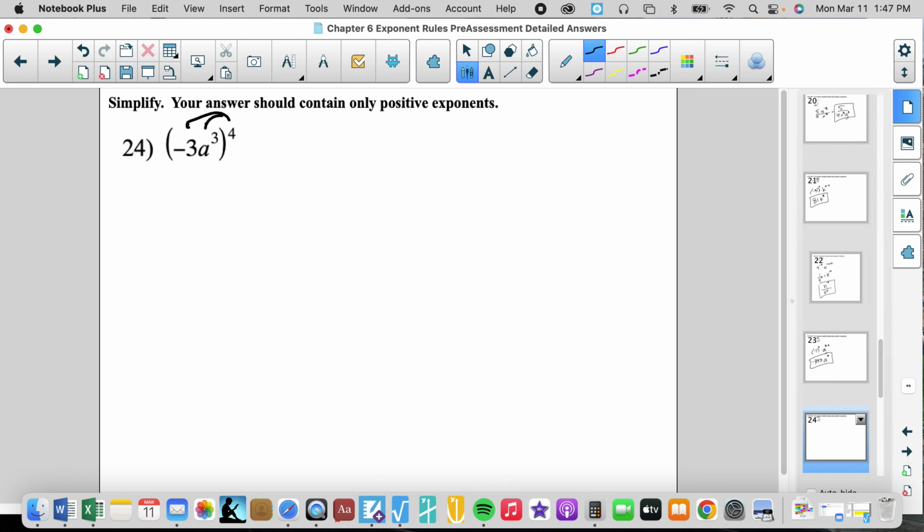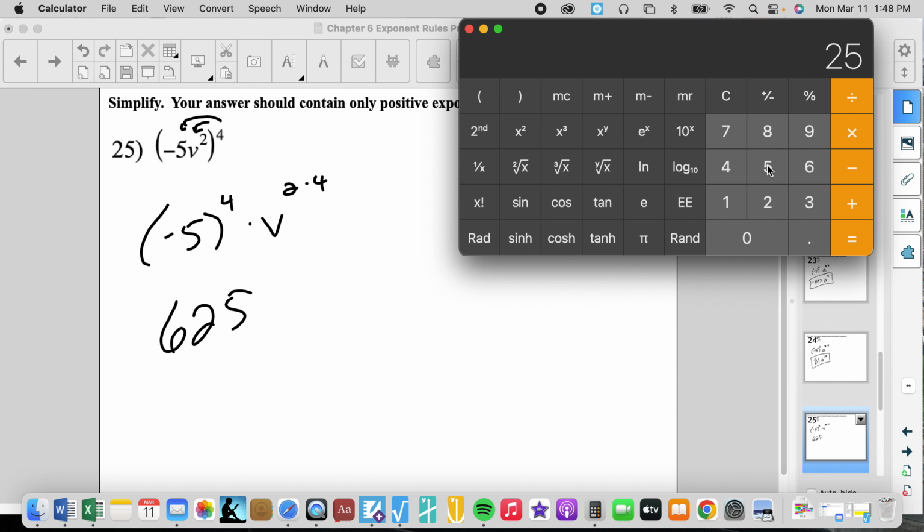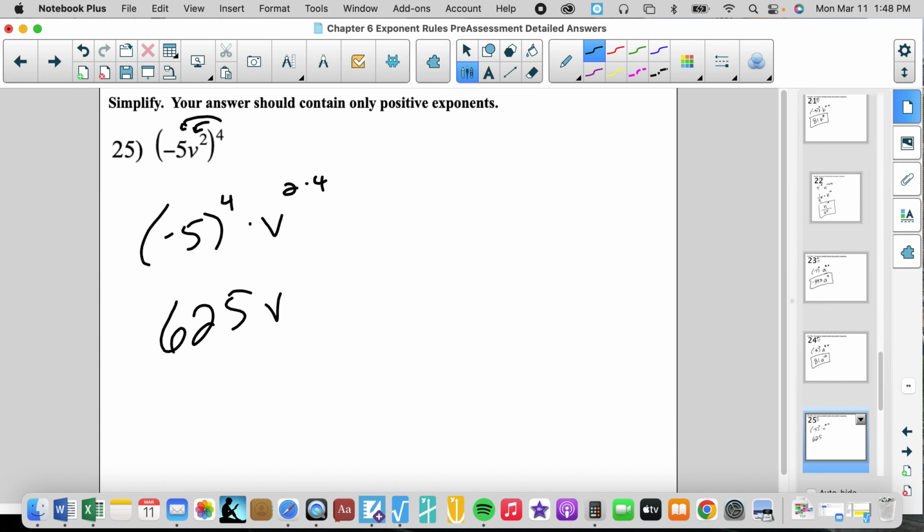We're going to distribute, which is negative 3 to the 4th, a to the 3 times 4, which is going to give me positive 81 again. That's too bad it's similar. A to the 12th. And we have this quantity of negative 5 to the 4th, v to the 2nd times 4, which is 625, right? 25 times 25. I think 25 squared, 625. And then we have v to the 8th.